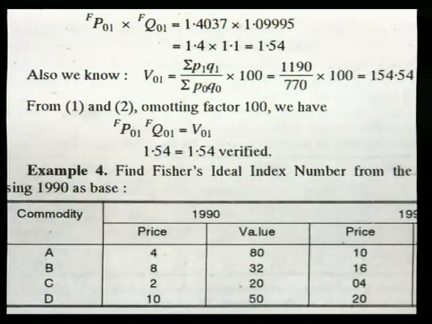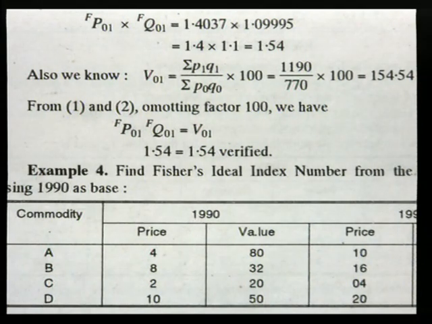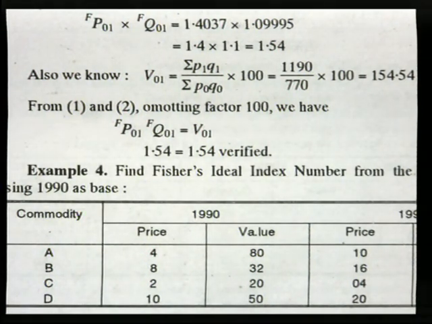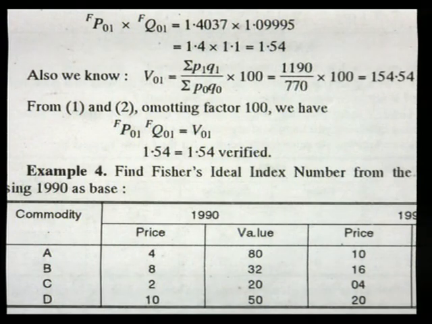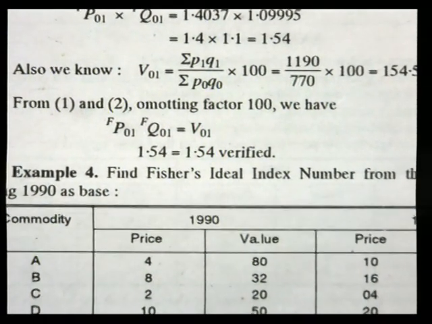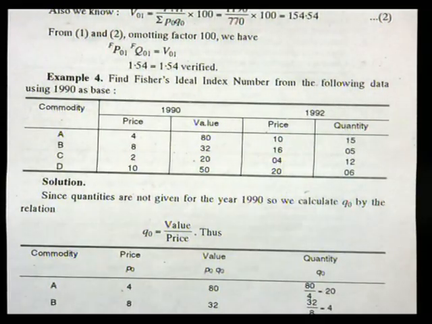This whole example gives us the idea regarding the factor reversal test and the time reversal test. Both tests are satisfied by Fisher's index number, and hence, as we have discussed, Fisher's index number is an ideal index number because it satisfies both the tests. By taking this type of example, we have discussed that TRT and FRT are both satisfied by Fisher's index number. So Fisher's index number is known as the ideal index number.